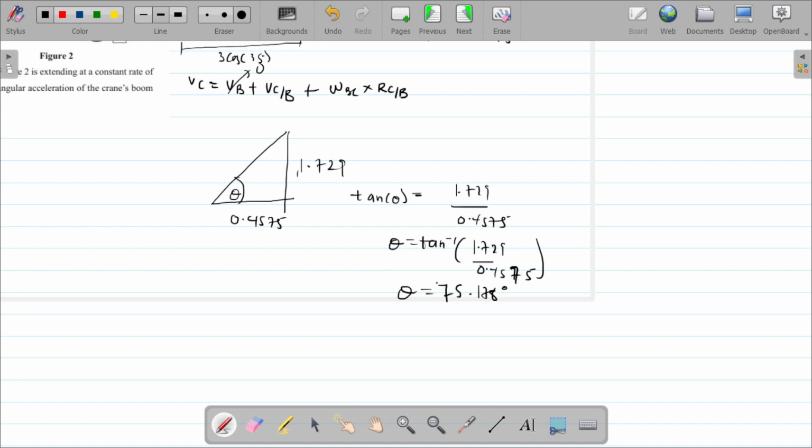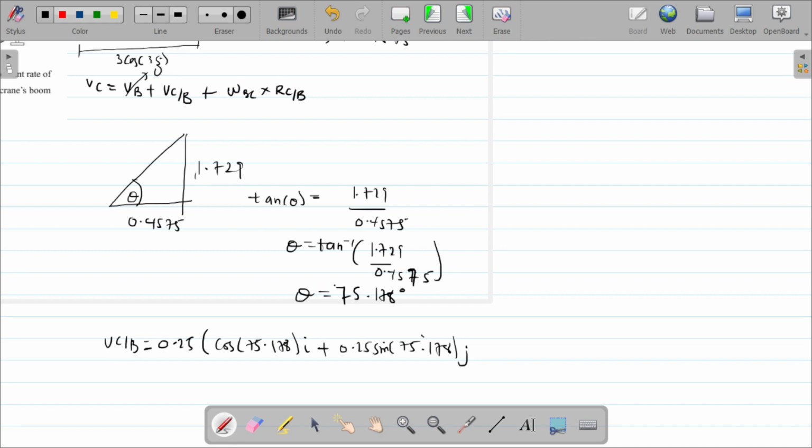So VC relative to B is going to be v. We are using v to represent the velocity, which is known, 0.25. So VC relative to B is equal to 0.25 into brackets cos 75.178 i plus 0.25 sine 75.178 j. And then the angular velocity we don't know, so omega BC, we just say omega k.